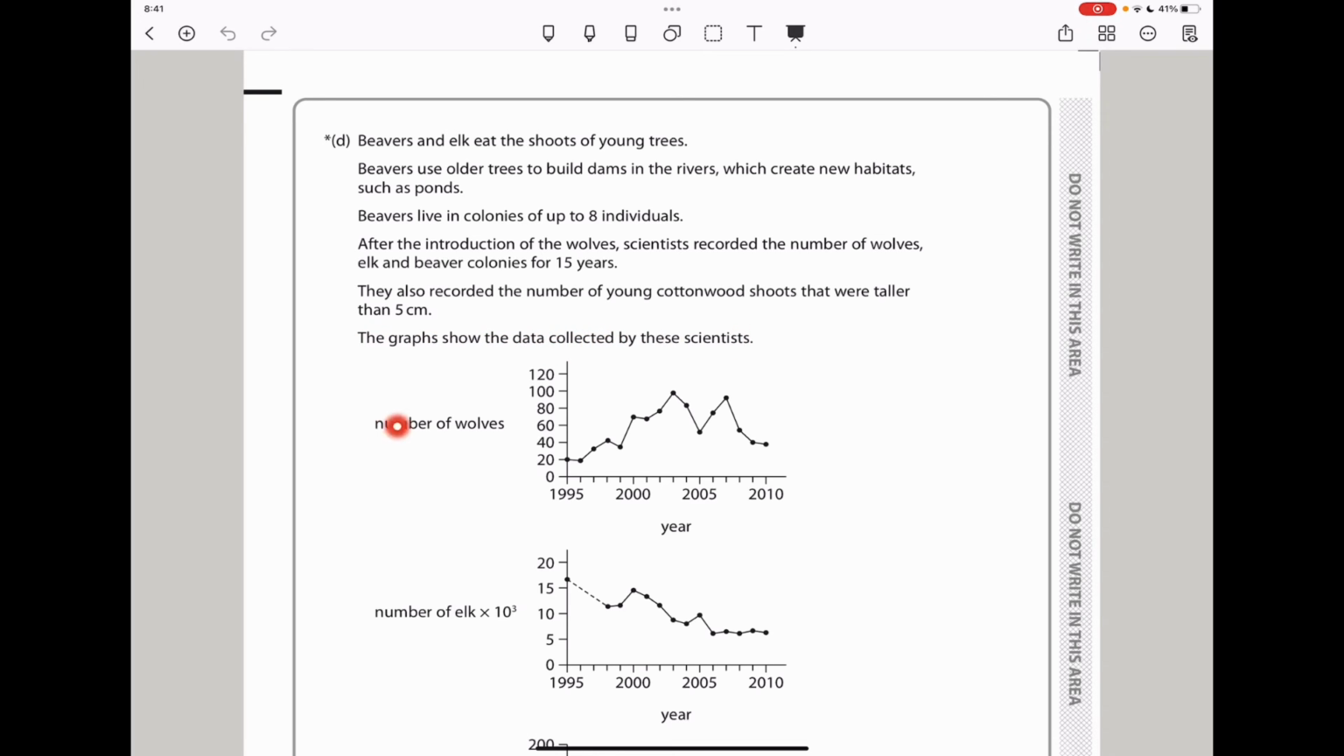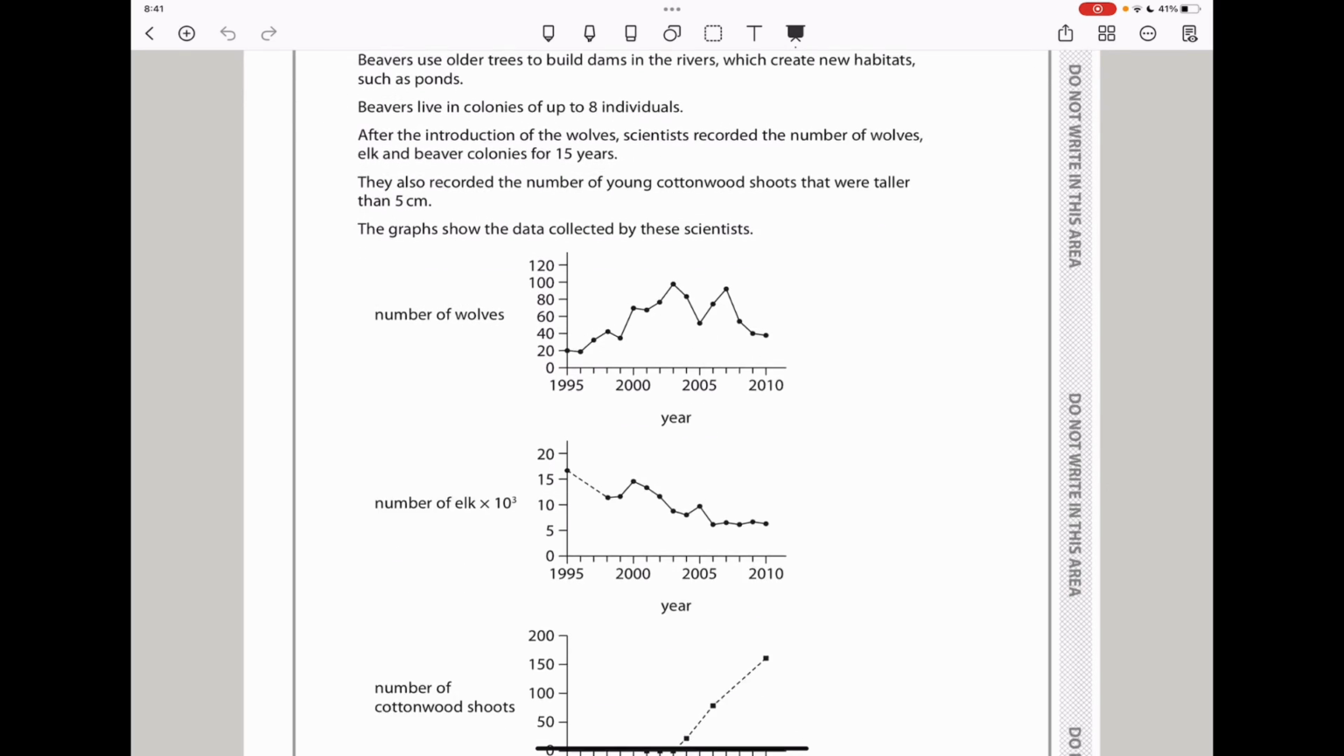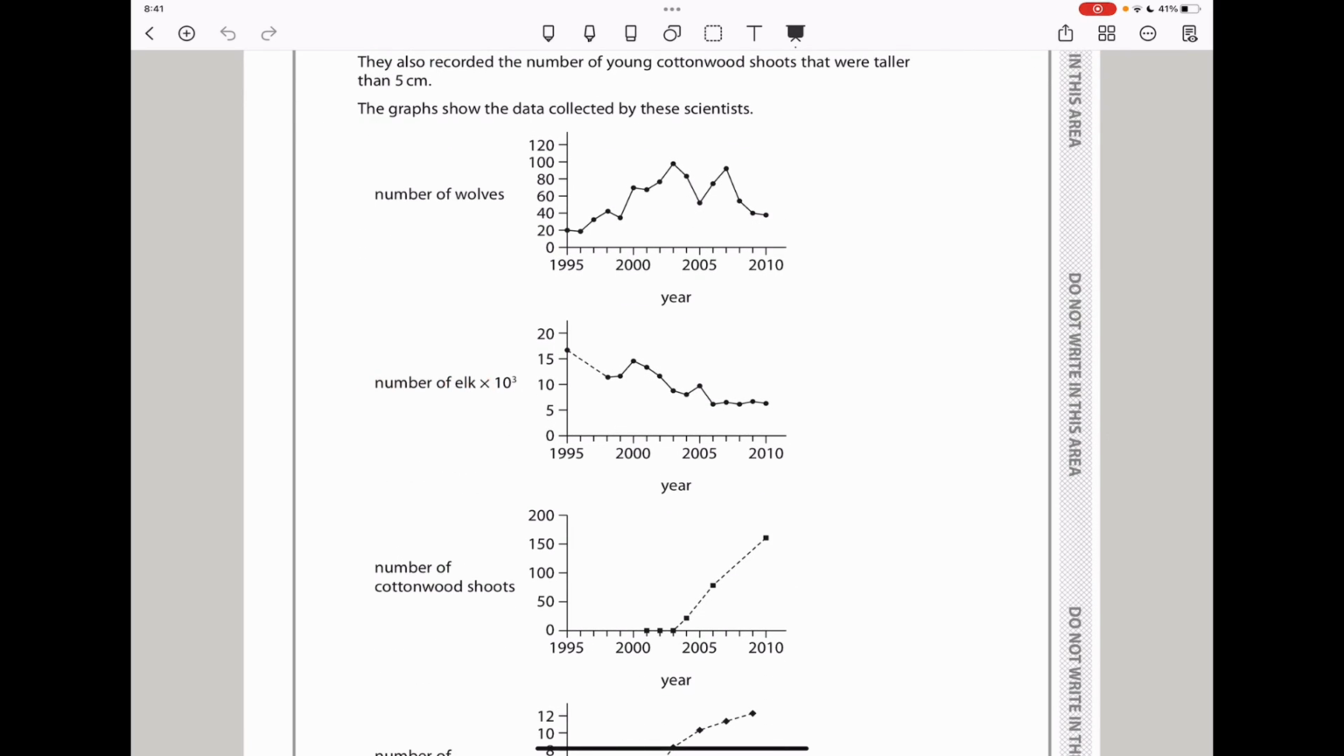So here we can see the number of wolves on the vertical axis per year. We can see there is an increase and then a decrease and an increase and a decrease over time. But overall, we can see there is an overall increase from 20 to about 40 from 1995 to 2010. So there is an overall increase of about 20 wolves. Then going down here, the number of elks, we can see overall the elks decreased from 1995 to 2010. Although there are those certain increases, overall there was a decrease.